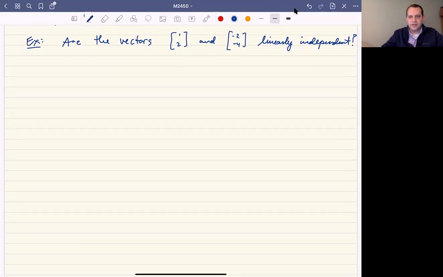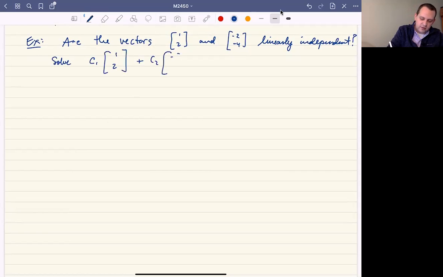Maybe you can already see what's going to happen, but let's try and do this from first principles, and I think that's a worthwhile thing. We want to know, are there constants C1 and C2, not both 0, such that C1 times the first vector plus C2 times the second vector equals the 0 vector? Of course, if C1 and C2 are 0, there's a solution. But we want to know, are there any other solutions? If there aren't, then they're linearly independent. If there are non-trivial solutions, in other words, solutions other than 0, 0, then these will be linearly dependent. So we have to figure out which one.